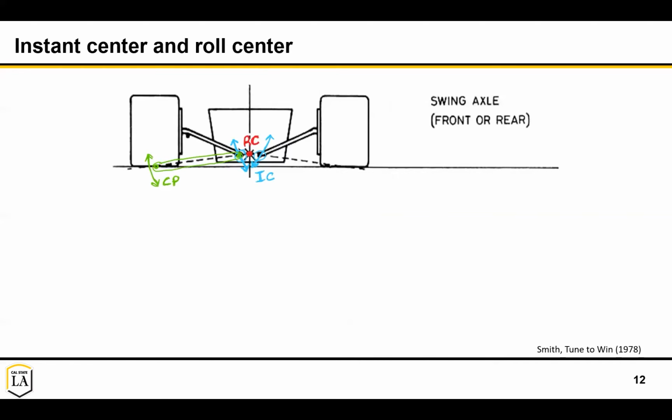So let's talk a little bit about what will control the amount of roll. So I'm looking at a simple swing axle case. So in this case, we have our suspension is connected at a point here, and it goes and it holds our upright, and so our tire can swing up and down, and you can think about it swinging about this point.